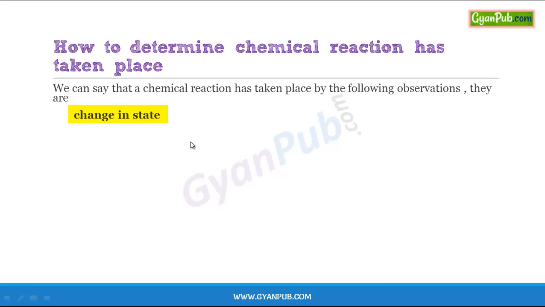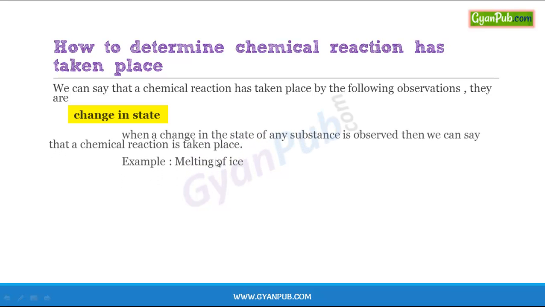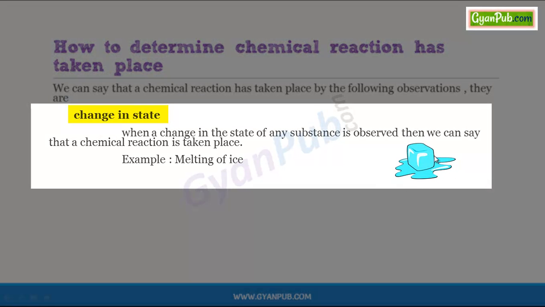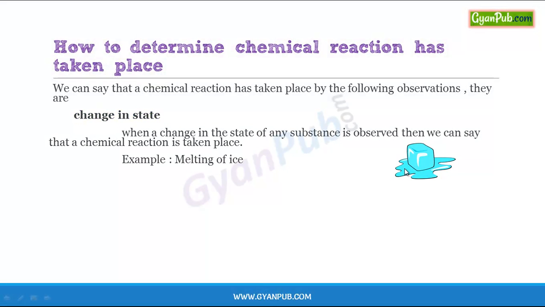then we can say that a change in state has occurred, and if a change in state is observed, then we can say a chemical reaction has taken place. For example, melting of ice. Solid ice is getting converted into liquid. In this figure, we can see the solid state converted into liquid state. So we can say that here a chemical reaction has taken place.